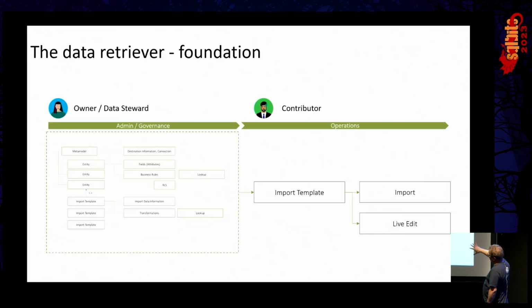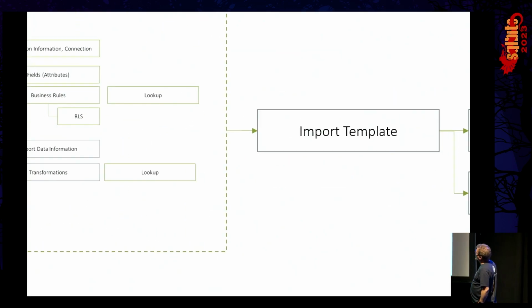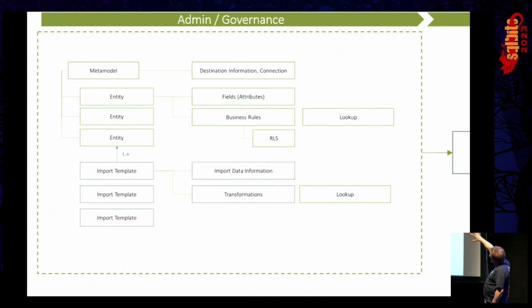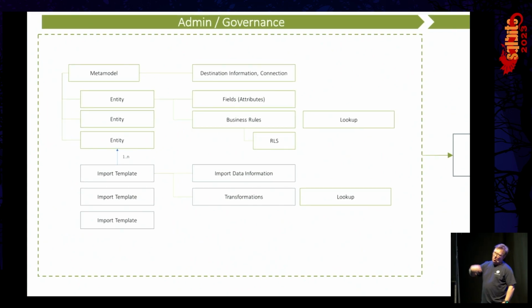In the process itself, maybe you can zoom in on the left bit a little. The meta model as such consists of entities, and you can imagine these entities are just tables with attributes in them. And to this, we have import templates. They define how your source system is addressed, with some mapping information in there. We have functionality in the product that does transformations, and I already mentioned the lookups.